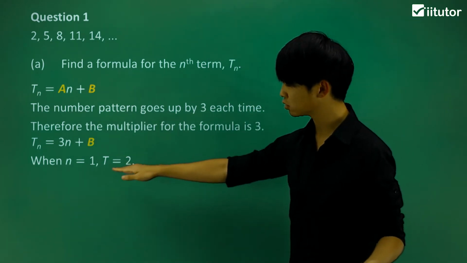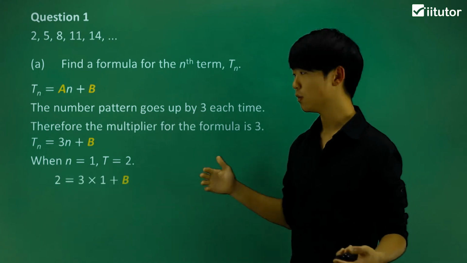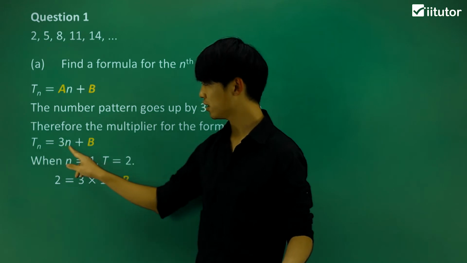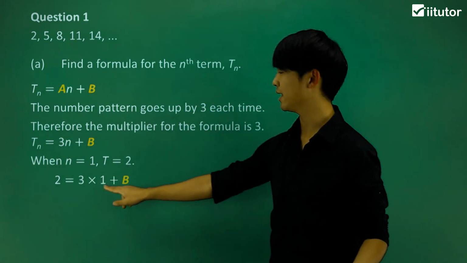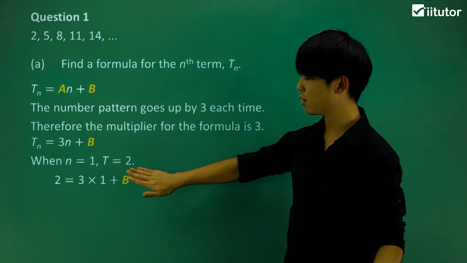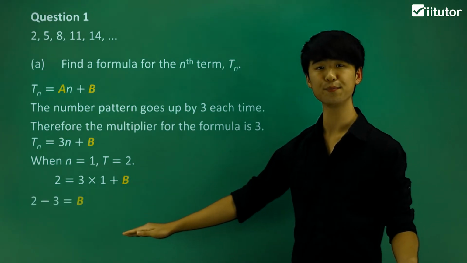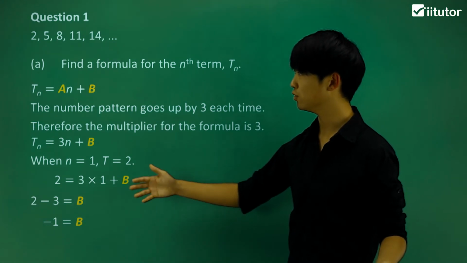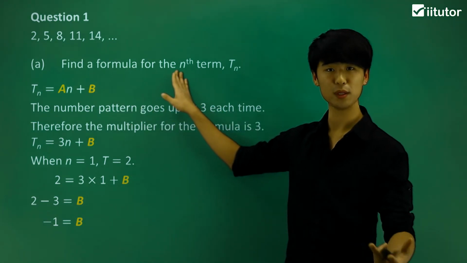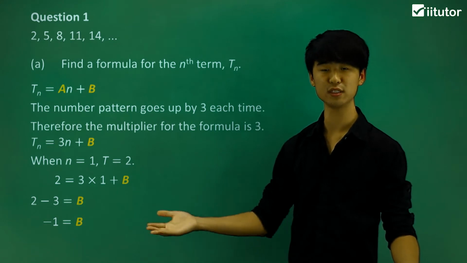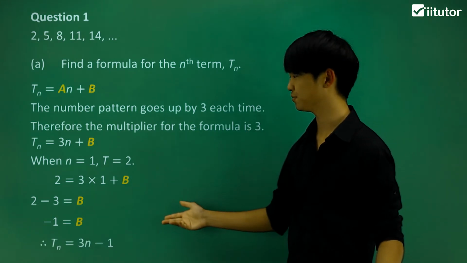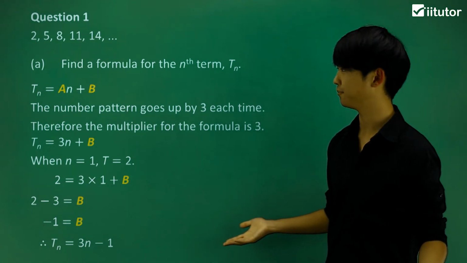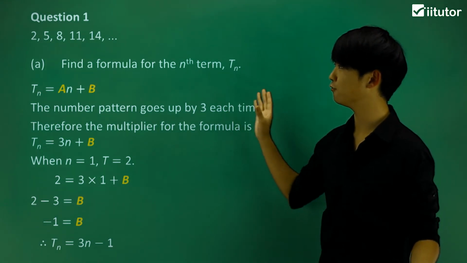When I sub n equals 1 and t equals 2, we're going to have something that looks like this. I'm just replacing this t with a 2, and that n is going to be replaced with a times 1. This way we can find b. I want you to simplify it down, and we'll note that b equals -1. So let's go back to the question. We're still trying to find the formula, which is given by our equation. I want you to rewrite b into the equation, and we should have Tn equals 3n minus 1. That's my formula for part A.